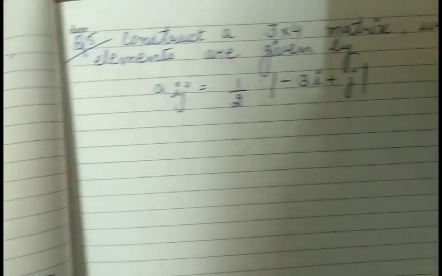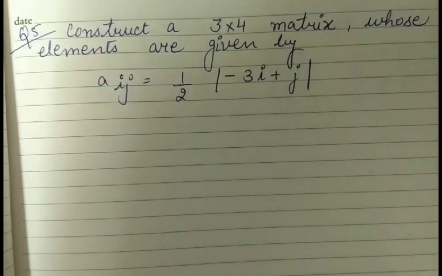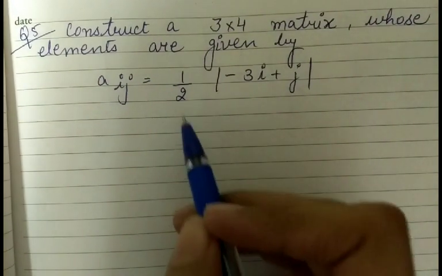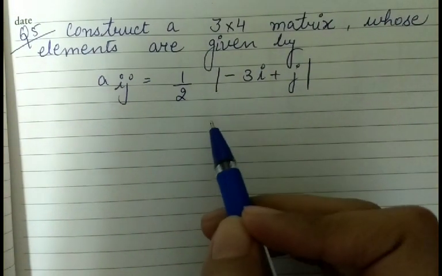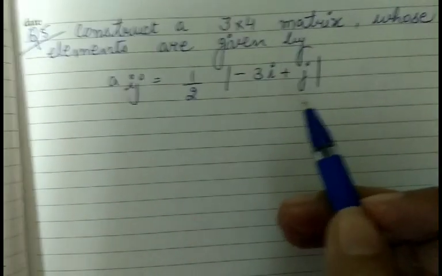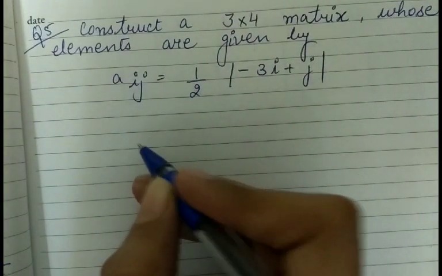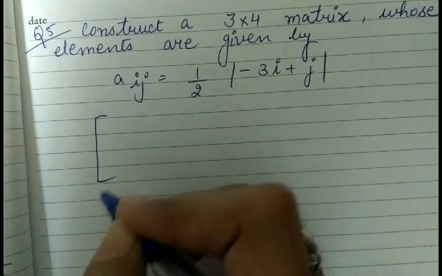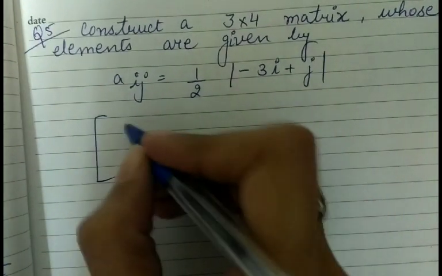Next we are asked to construct a 3 into 4 matrix whose elements are given by aij equals half modulus of minus 3i plus j. First we are constructing a 3 into 4 matrix, means there will be 3 rows and 4 columns.